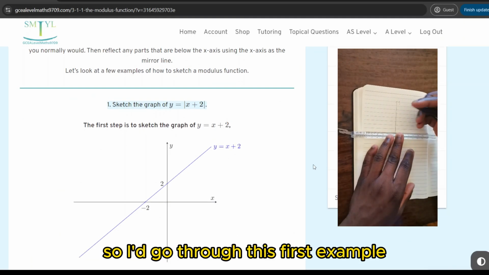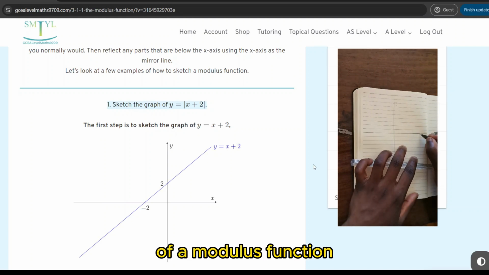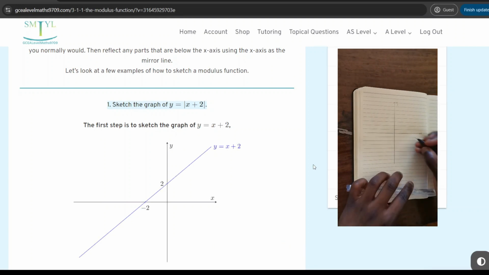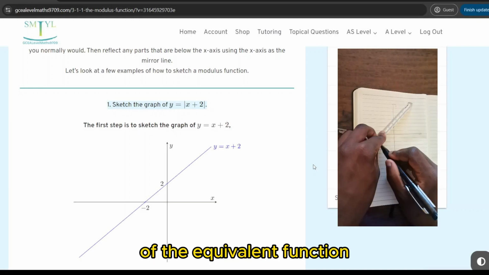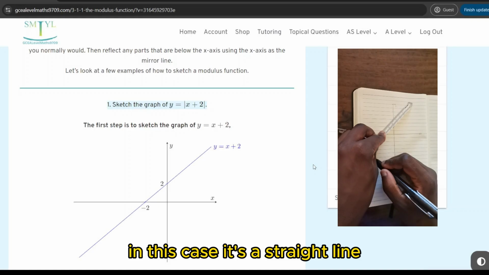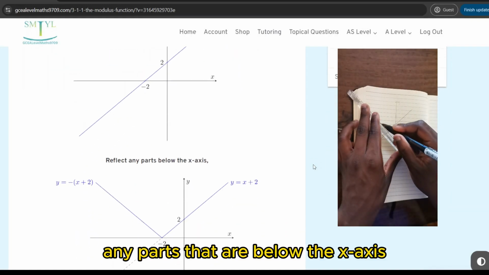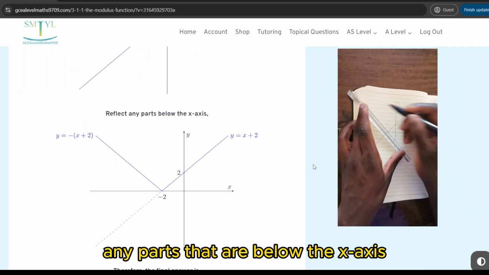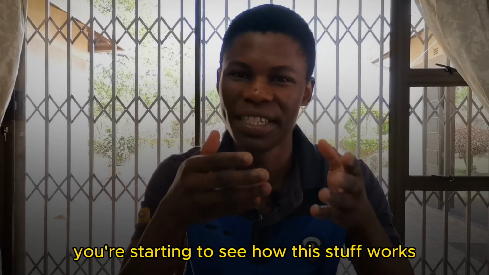So I'd go through this first example. The first question is asking me to sketch the graph of a modulus function. Alright, the example says that I have to sketch the graph of the equivalent function. In this case, it's a straight line. Okay, that makes sense. Next is to reflect any parts that are below the x-axis. Fair enough. And there's the graph of the modulus function. At this point, you're starting to see how this stuff works.